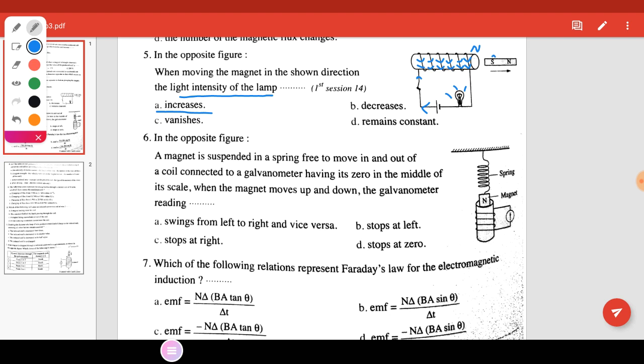And the opposite figure is a spiral spring connected with the magnet, and this is a moving coil galvanometer, and this is the solenoid.